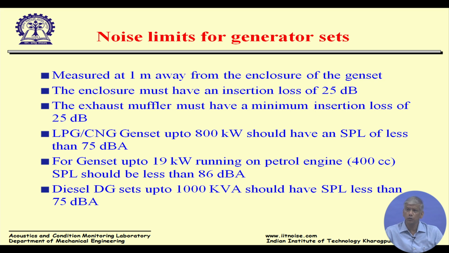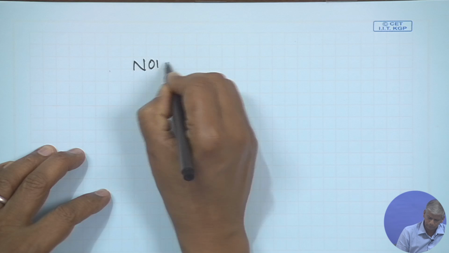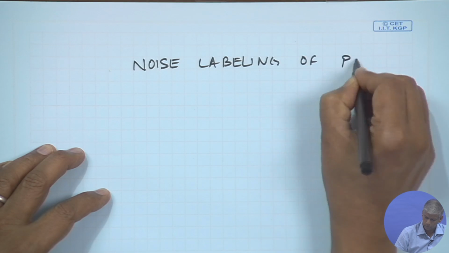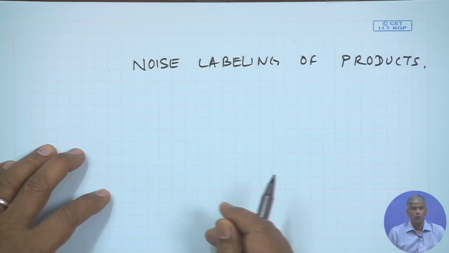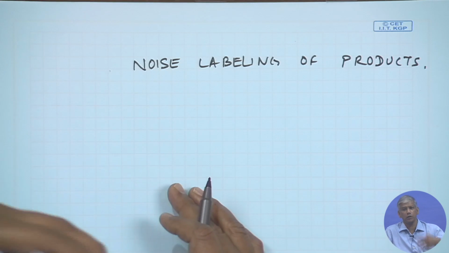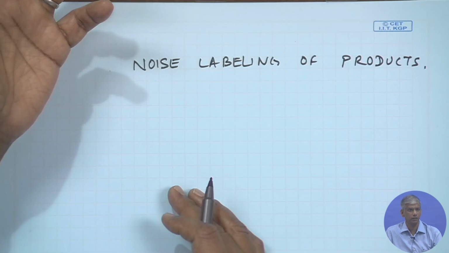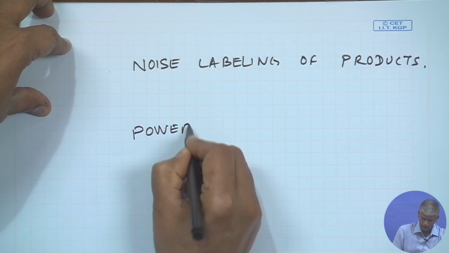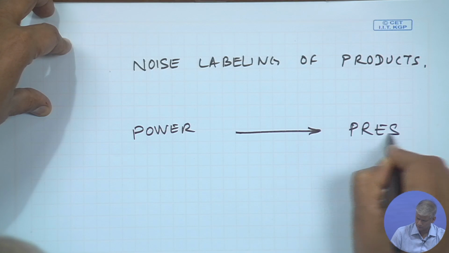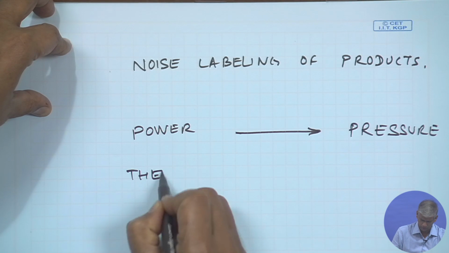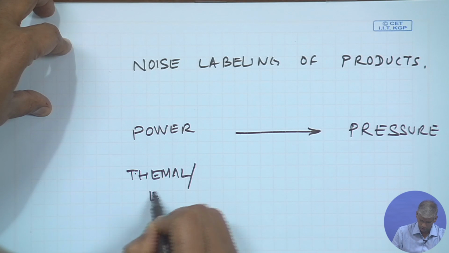And another thing this pollution control board is looking into is noise labeling of products. Today, if you go to a market and buy an electrical heater, you would specify, I want a 1000 watt heater, or I want a 2000 watt heater. Same is true here. So one is power, and another is pressure. I will relate this to, say, thermal or electrical energy.